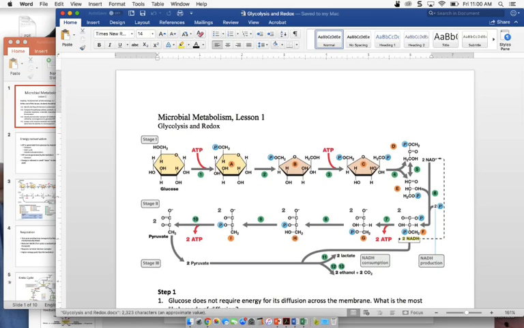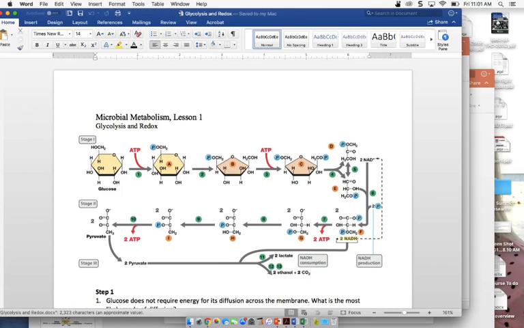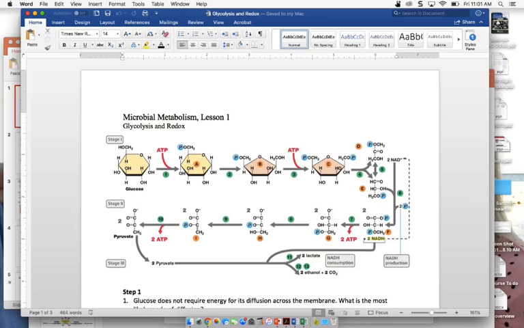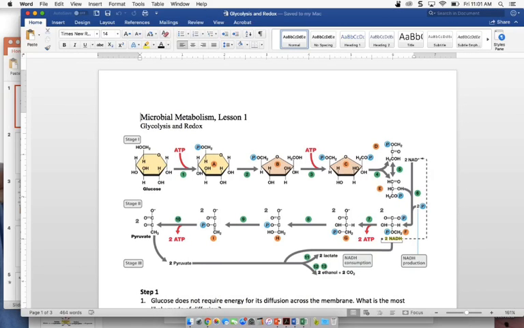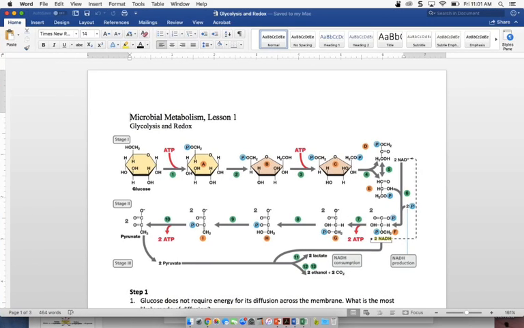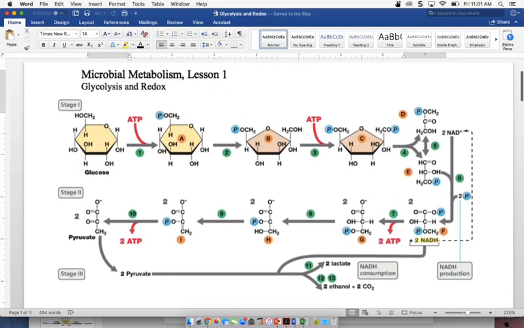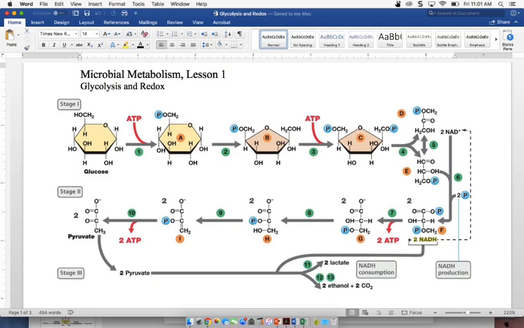Let us get started. What I wanted to start with today is recapping, or I guess giving you time to ask questions about glycolysis, redox reactions. I'm not going to go through every part of this, but I do want to make sure that we're able to, for example, identify the different types of reactions that we see throughout aerobic respiration, anaerobic respiration, and fermentation.